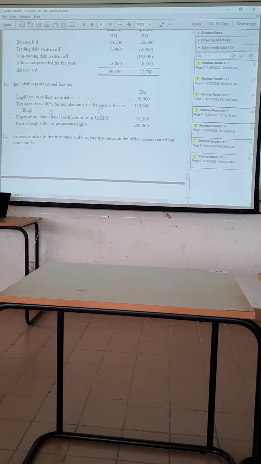Cost of acquisition of proprietary rights. This one capital in nature. But then the law now allows you to apportion that cost over 5 years period. But you boleh claim 20% over 5 years period. So mean that if the cost is 250,000, means that for current year you can claim 20% of that. So the balance you add back lah. So next year you claim another 20%.